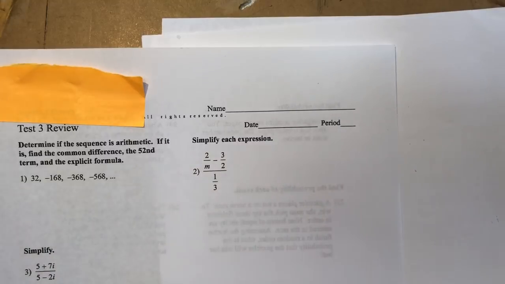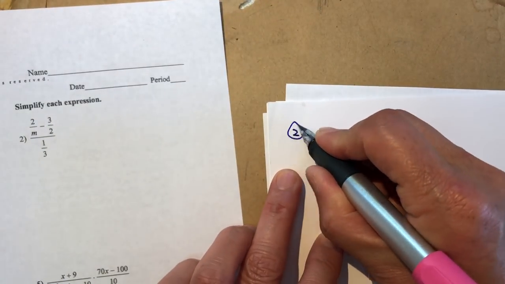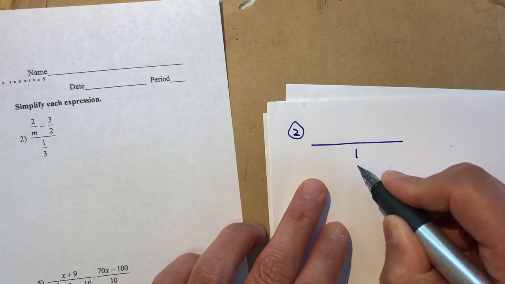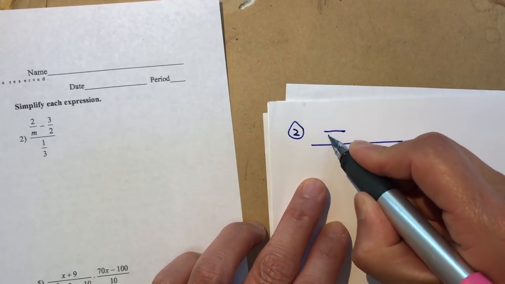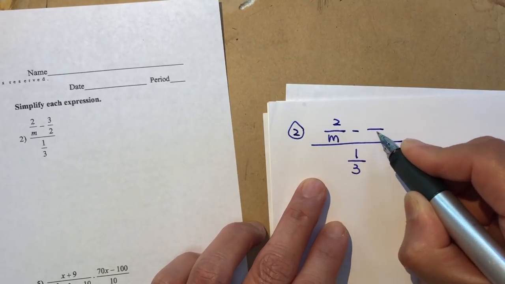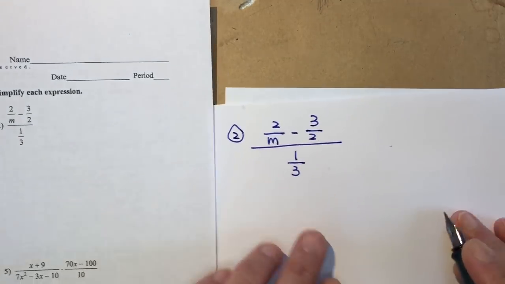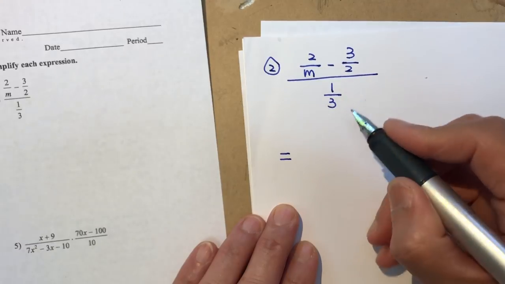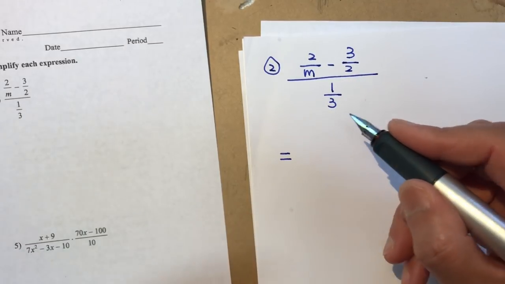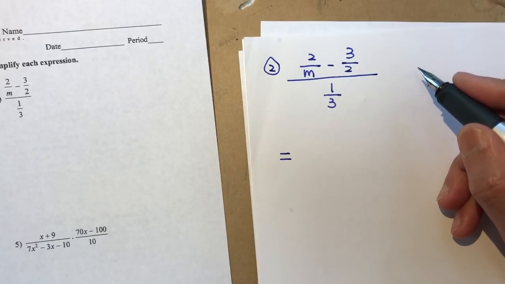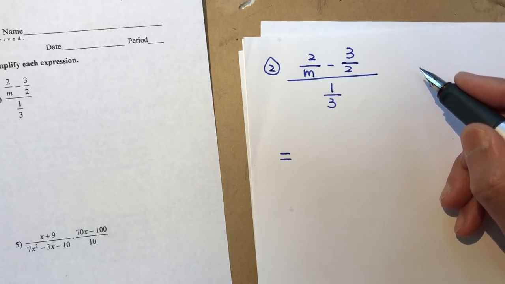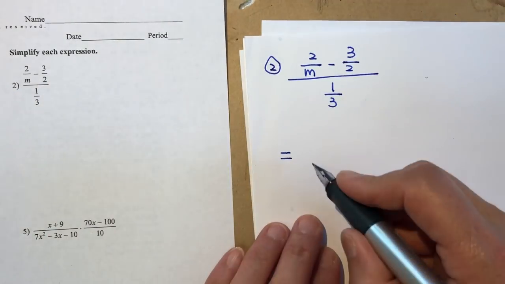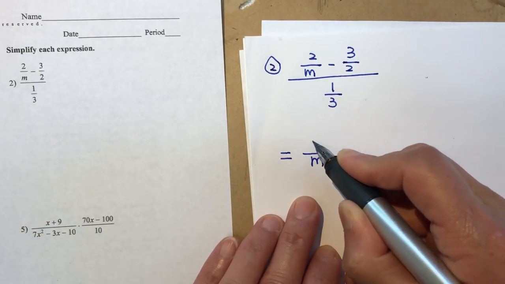Second one, simplify each expression. This one, the teacher is doing a brilliant job to make our life miserable. But we will let him see that your teacher cannot conquer you, cannot make your life miserable, because you are better than it. Okay, divided by 1 over 3. Dividing by a number is equal to multiplying by its reciprocal. So you can change the format of writing it.